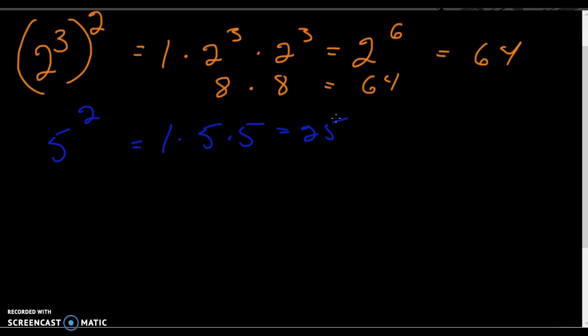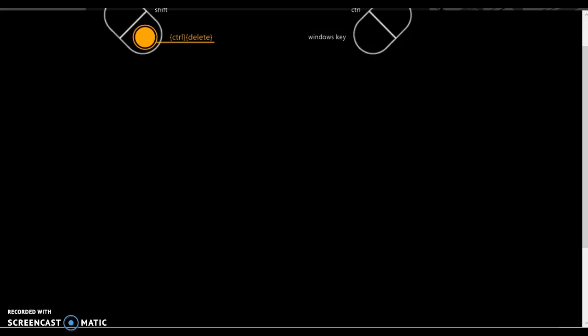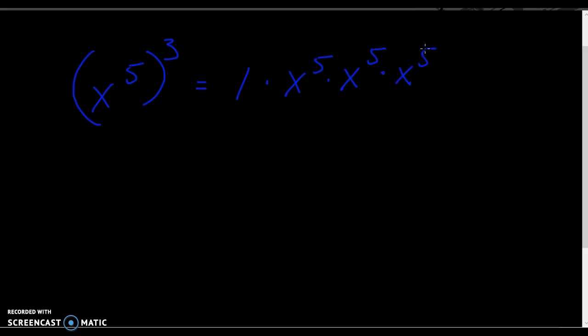Let's practice this a couple more times. Let's use our good old friend, a variable here. How about x to the 5th, all raised to the third power? It's simply 1 times x to the 5th times x to the 5th times x to the 5th. And we can add all these exponents up or just multiply these together. X to the 5 times 3 is the same thing as x to the 15th power.